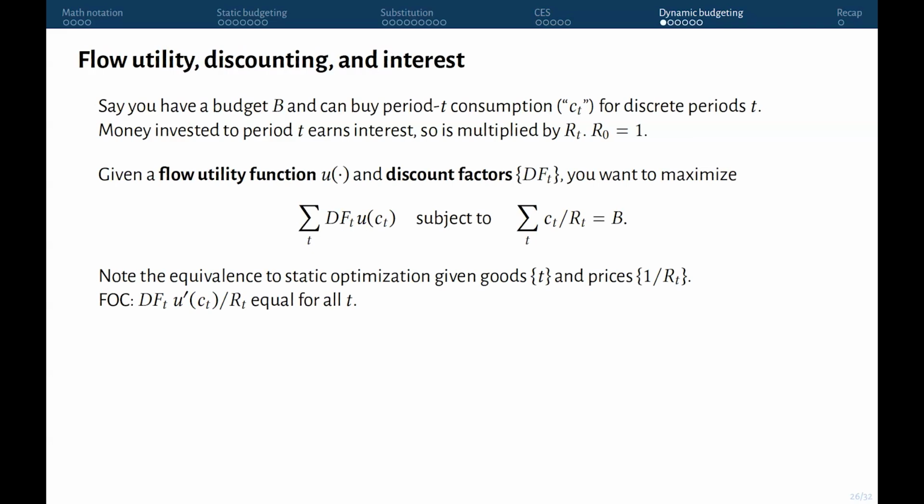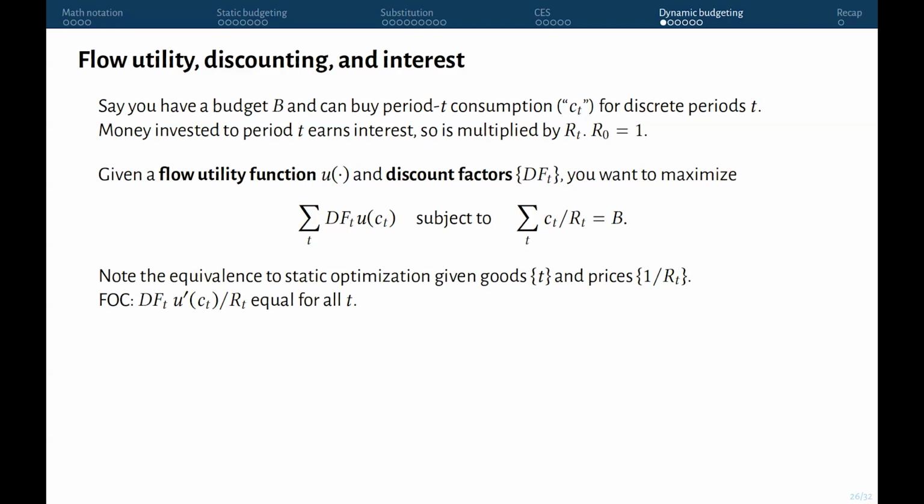Well, let's apply this to another class of problems that we'll see a bit of, and that you see a lot of throughout economics. Dynamic budgeting. This is not very dynamic, but it's a little bit dynamic. Let's say you've got a budget B and you can buy period T consumption for periods 1, 2, 3, and so on.